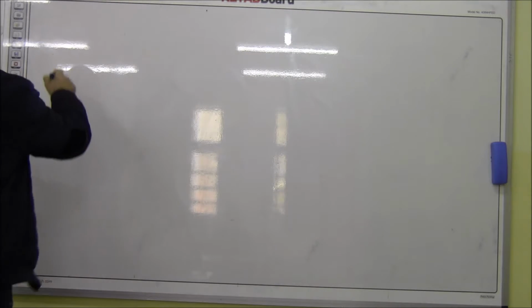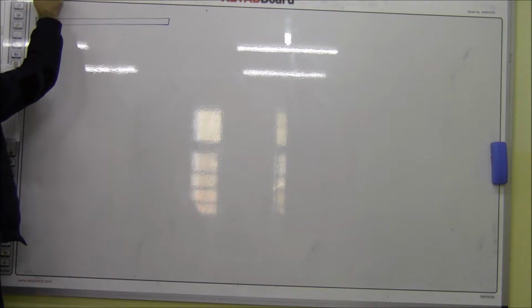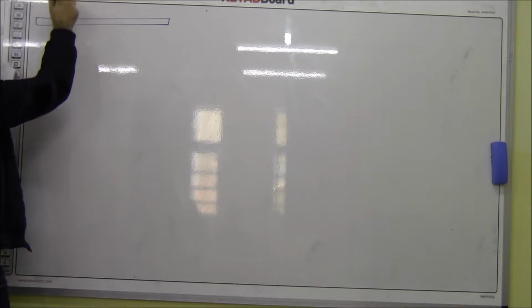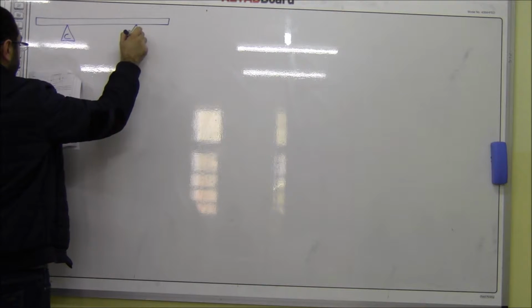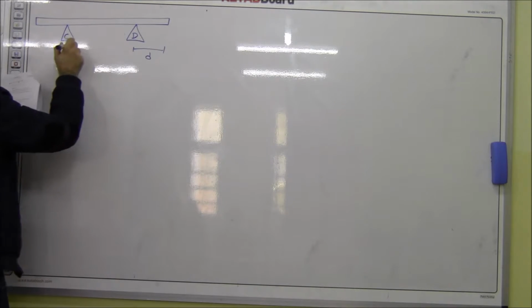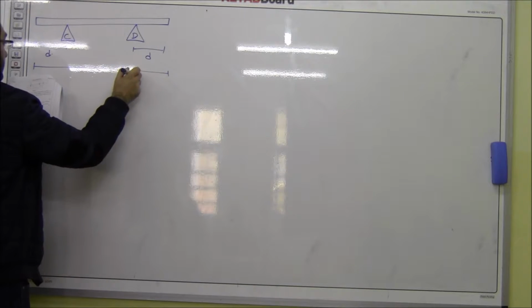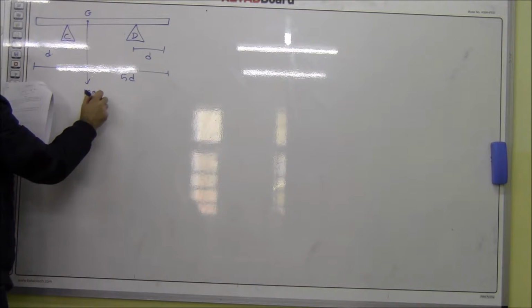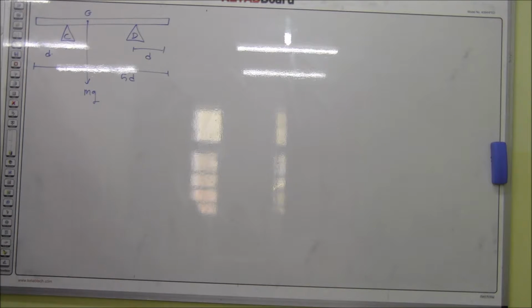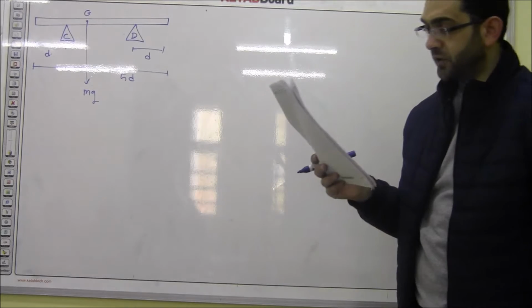Now, this is non-uniform, right? This is non-uniform. This is D. This is D. Overall, this is 5D. This is given. And G here, which is mg. Non-uniform rod A of mass mg, length 5d, rests horizontally in equilibrium on two supports C and D, where AC, AD as shown in figure.